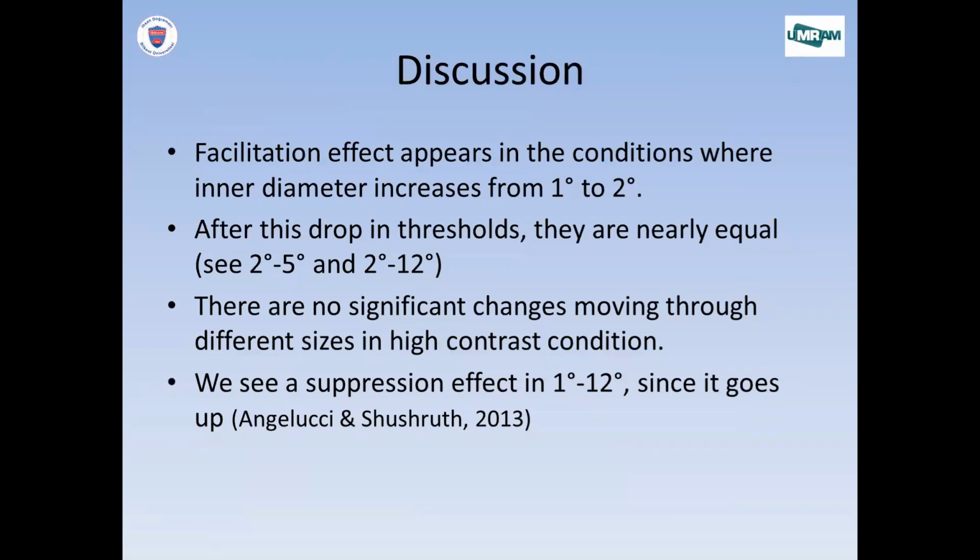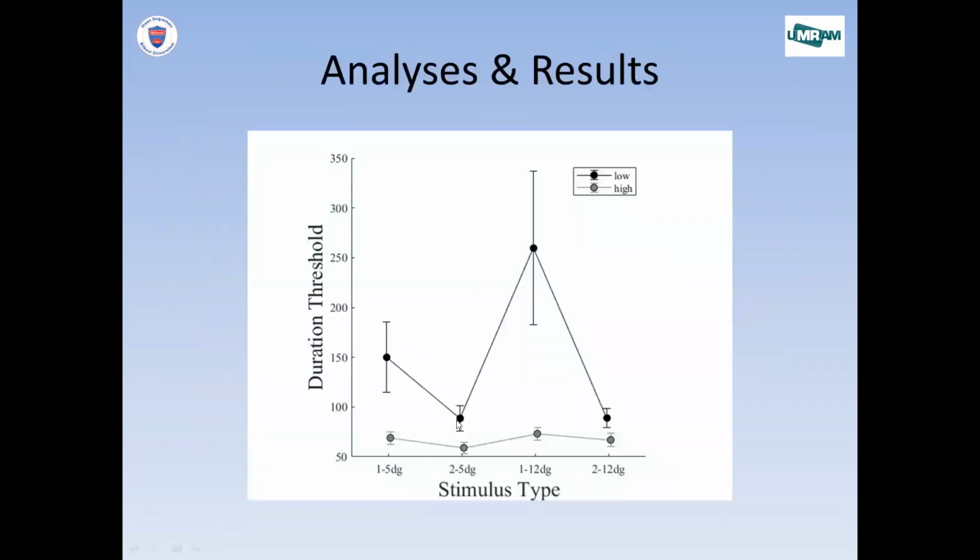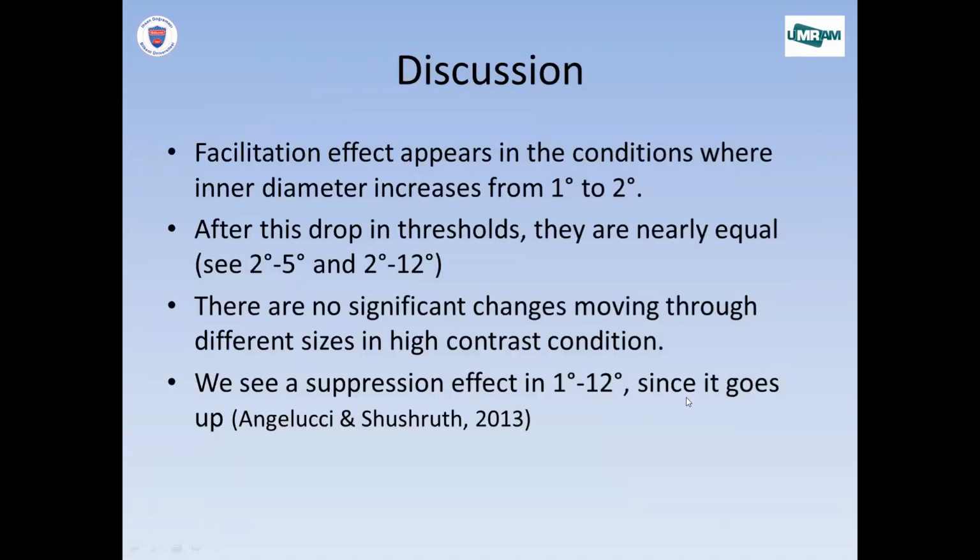So to discuss these results, a facilitation effect appears in the conditions where it goes from 1 to 2 degrees. After this drop, they're nearly equal. As you can see here, after they drop, they're at the same level. There are no differences in the high contrast condition, and we see this additional suppression effect as the previous studies have shown.